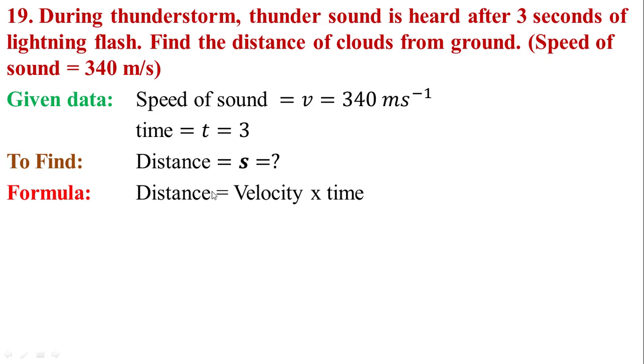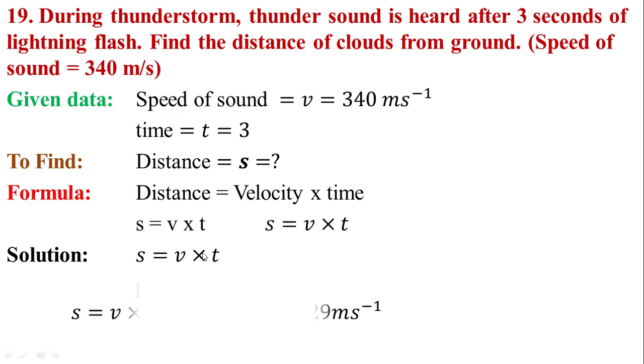Using the formula, distance is equal to velocity multiplied by time. So finding the solution, we know that S is equal to Vt. Putting the values, S is equal to Vt, that is equal to 340 multiplied by 3, that is equal to 1020 meter.